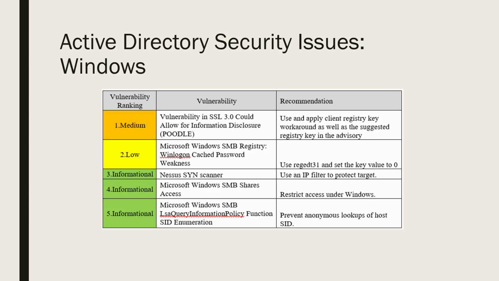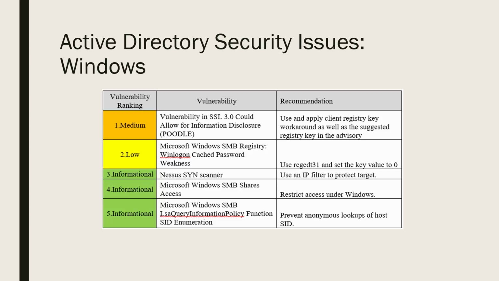Fourth, and again, as you can see by the ranking, these are just informational, kind of just additional hardening that you can do. Microsoft Windows SMB shares access. One or more of the Windows shares can currently be accessed, given they have their credentials, through the network. And this can allow attackers to either read or even write over data that is confidential. And you just need to restrict access under the Windows.